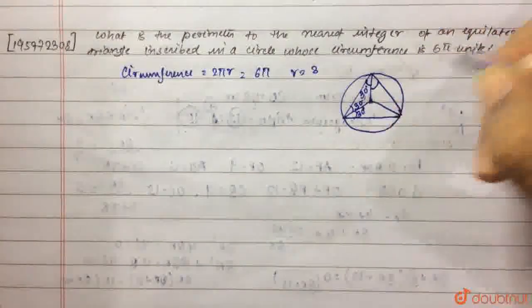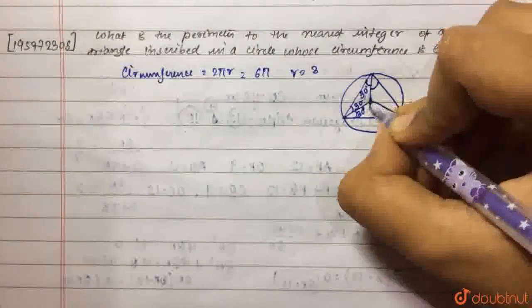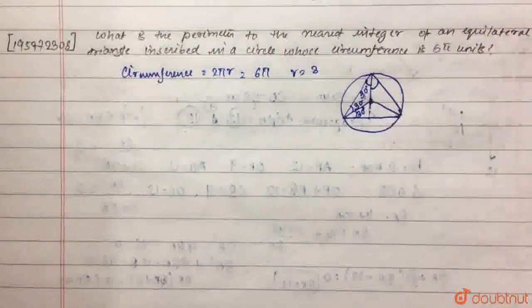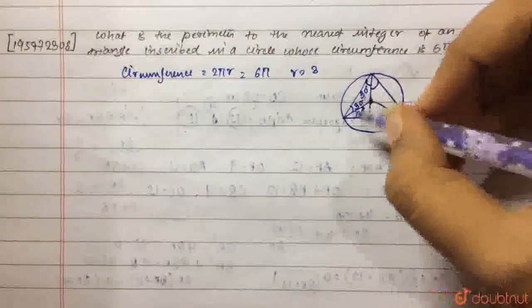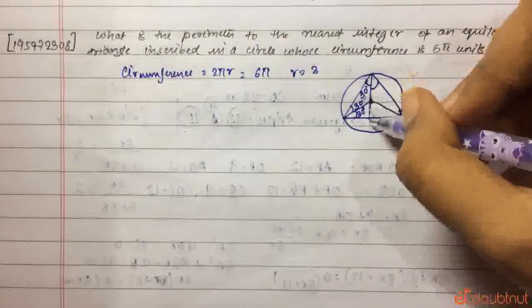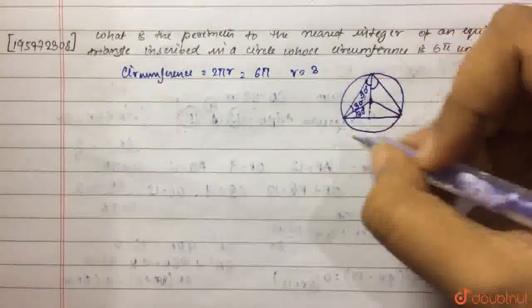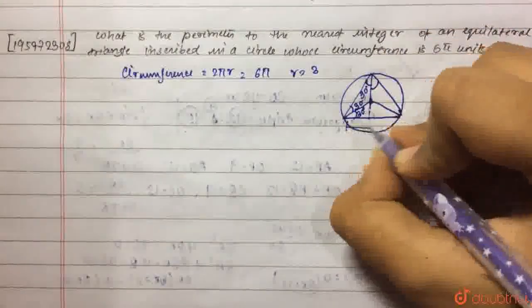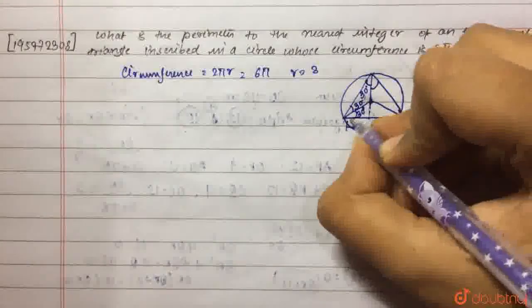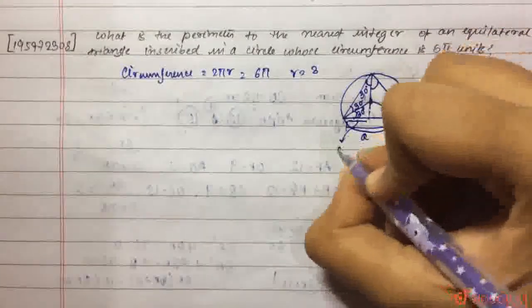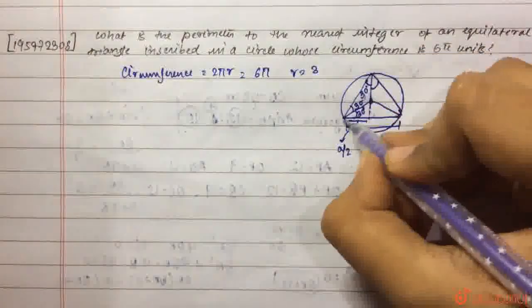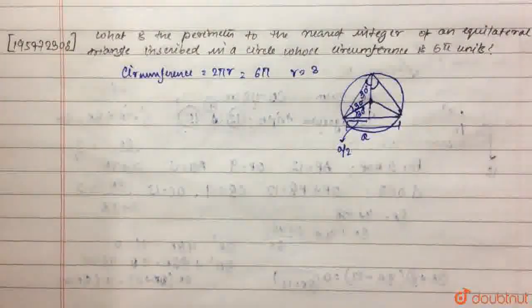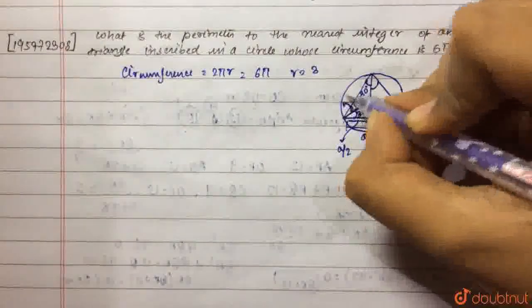Now what we do is we will extend a perpendicular on one of the sides of the equilateral triangle. For a circle, if you extend a perpendicular from the center to a chord, then the chord gets bisected. So if this side is A, then this much portion is A by 2, right? After this, the sum becomes very easy. You see, this is also the radius of the circle, okay? So this length is 3.